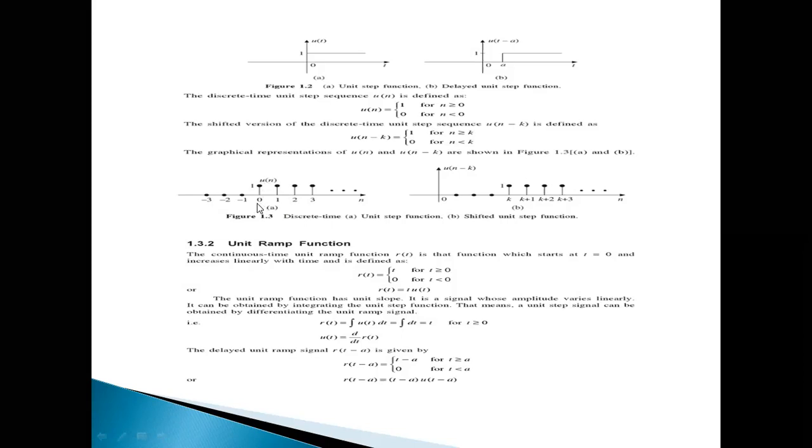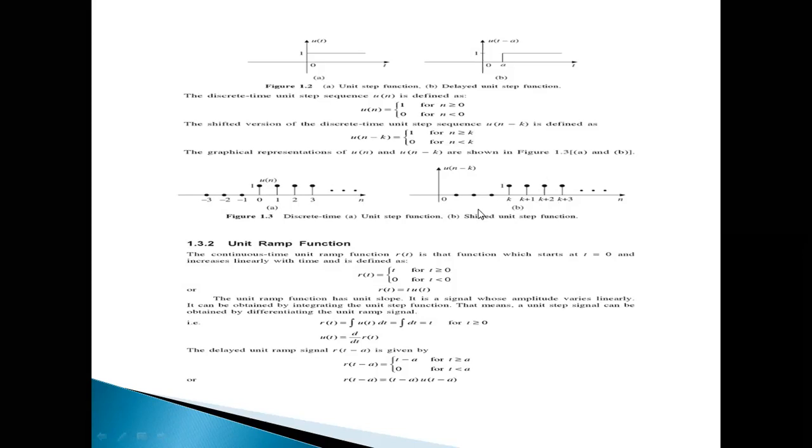Now this is the graphical representation of the discrete unit step sequence. You see here, from n equal to 0 and onwards, at 0 the magnitude is 1. When n is equal to 1, the magnitude is 1. When n is equal to 2, mu of n is equal to 1, and n equal to 3 as well. For all the values of n, mu of n is equal to 1. This graphical representation is in the discrete case.